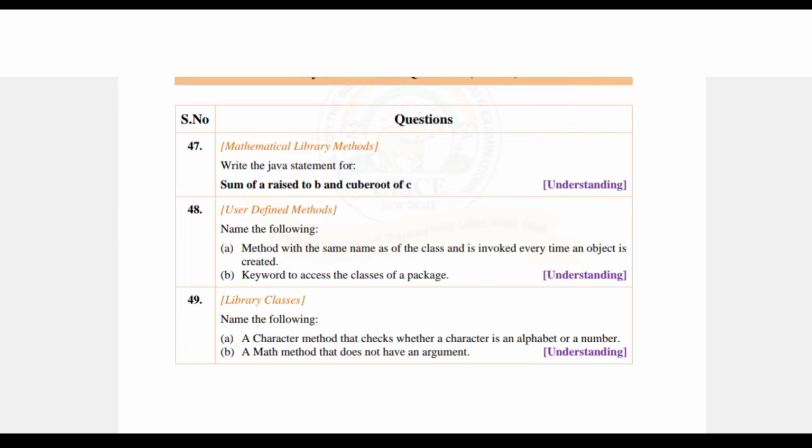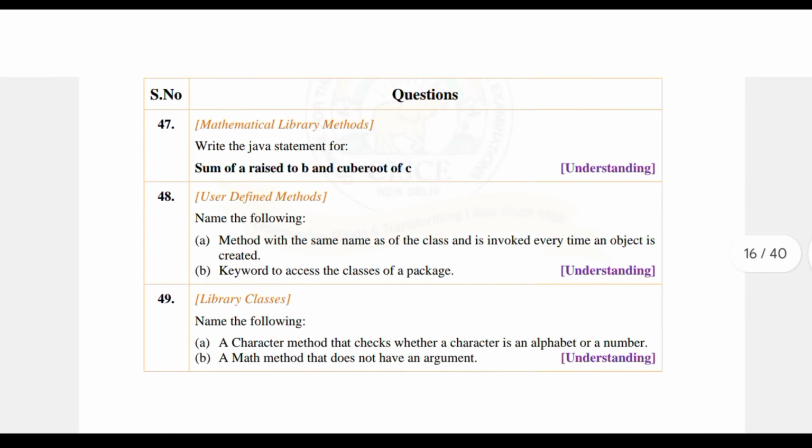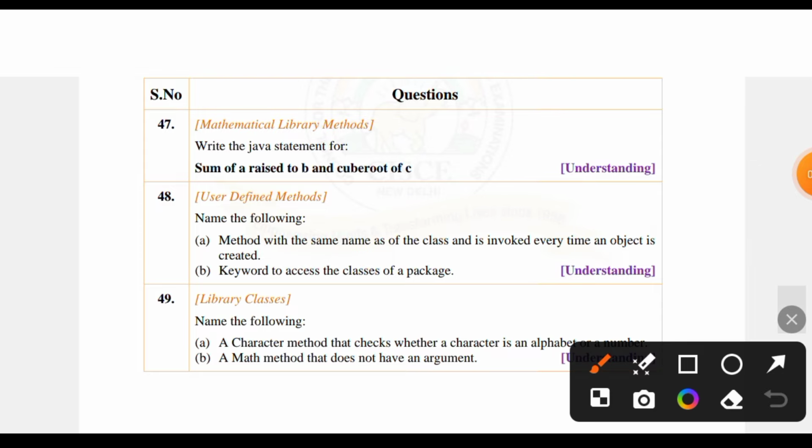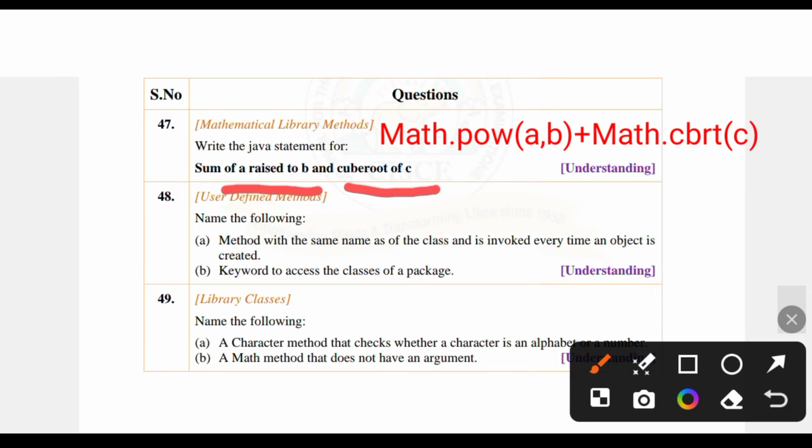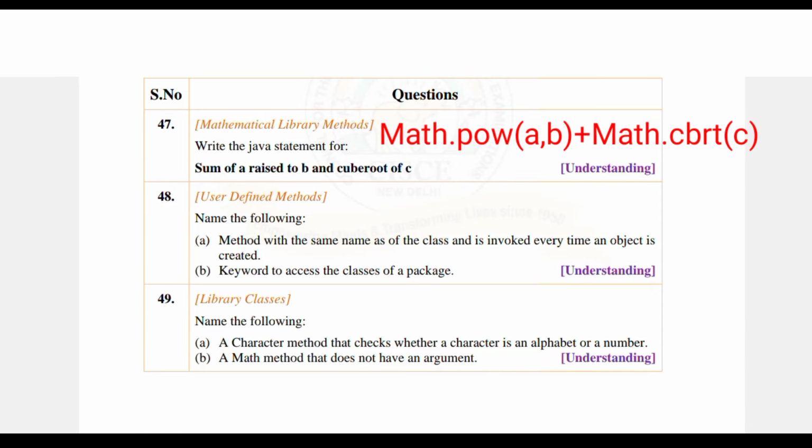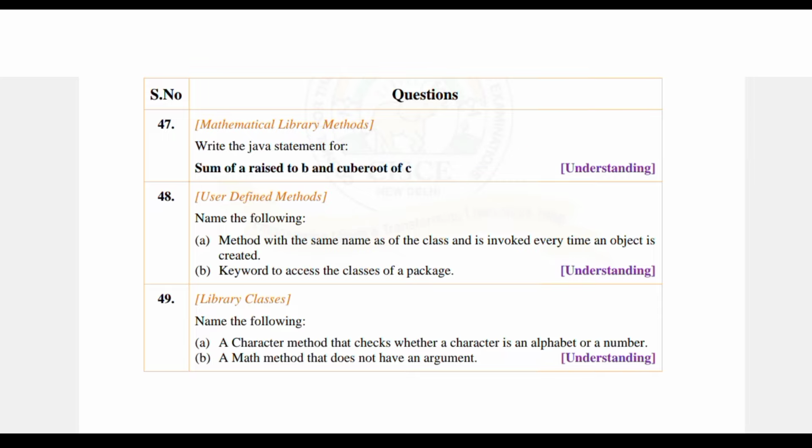The first question, serial number 47, asks us to write a Java statement for the sum of a raised to the power b and cube root of c. We have to see this question carefully, where first we have to find the sum of two things. First one is a raised to the power b, and second part is cube root of c. So first we will write these two statements and then we will put a plus sign in between. This is a 2-mark question.